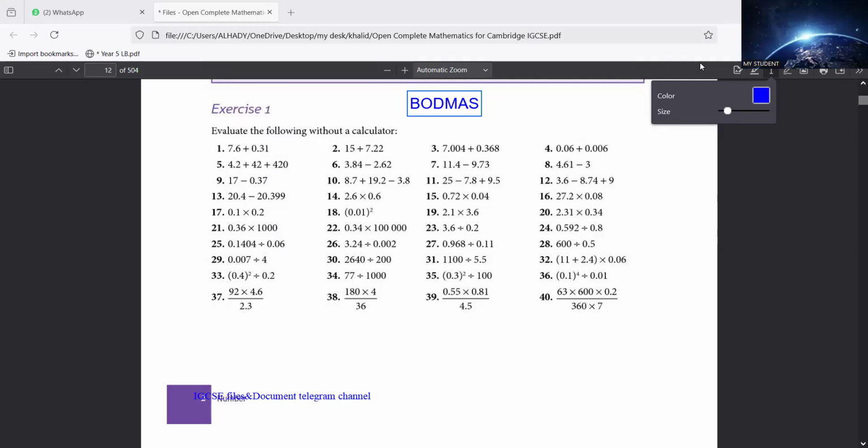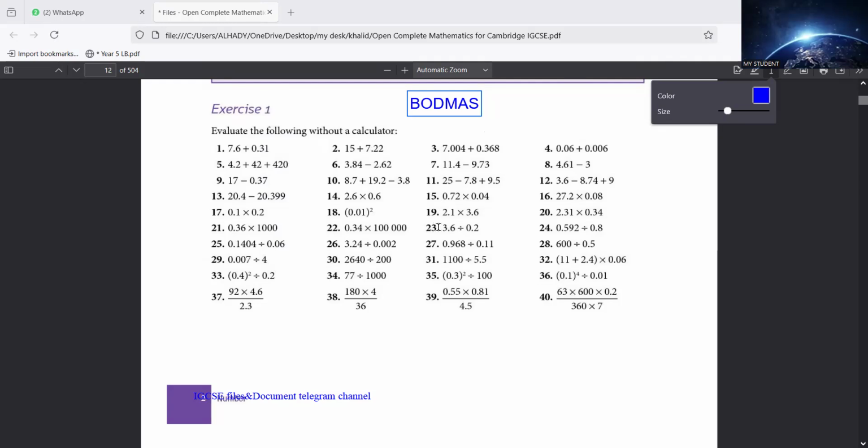Okay, so we are still in exercise 1-1, which is exercise number 1. We have done addition and subtraction. We have done multiplication. Let's now jump to division, starting from question number 23, which is 3.6 divided by 0.2.